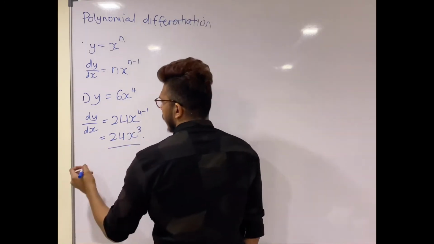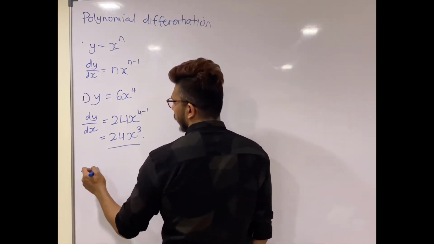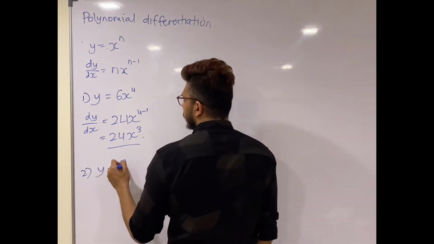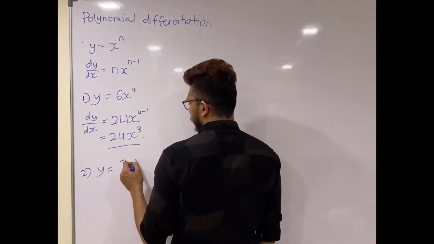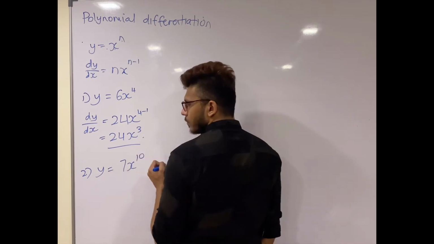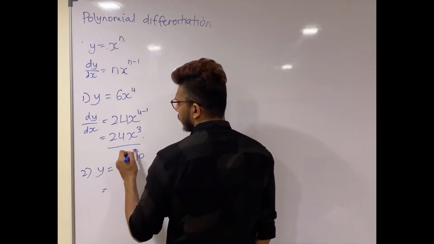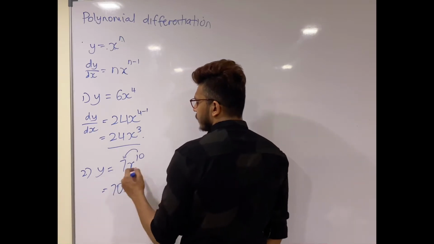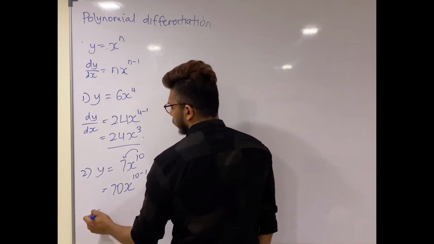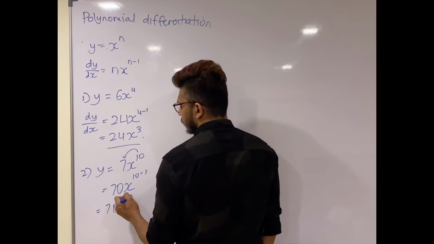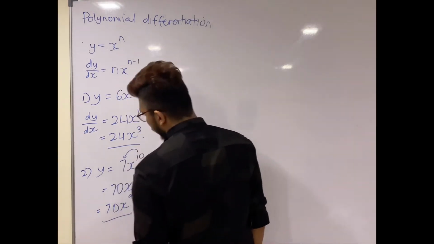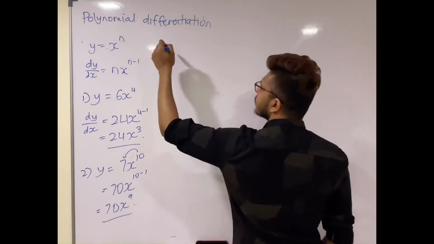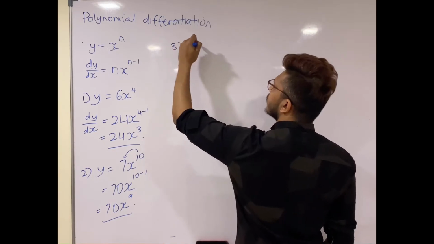Okay, let's try one more. Say we have y equals 7x to the power of 10. First step, bring the 10 in front and times here, so you get 70x. 10 minus 1, what do you get? That's it.